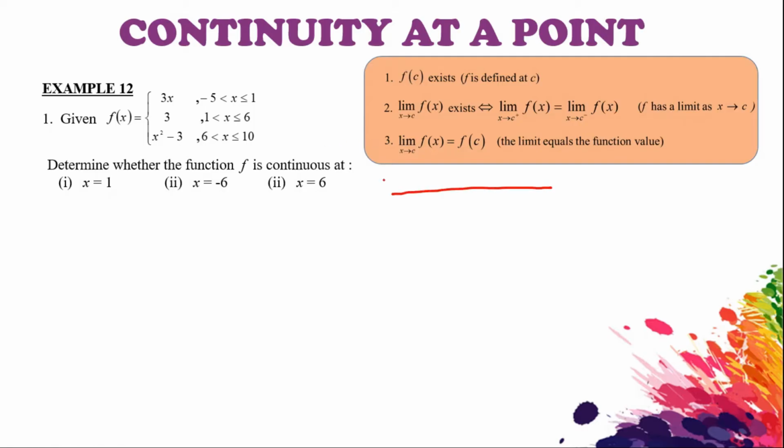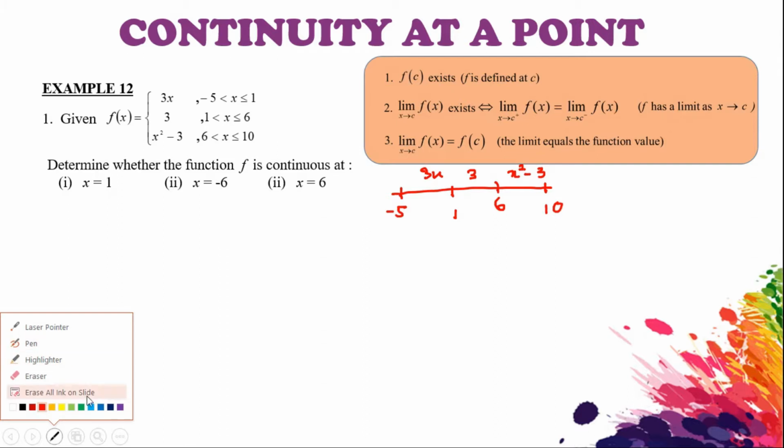So we have -5. And then we have 1 from here, and then we have 6, and then we have 10. For between -5 and 1, we have function 3x. For between x equals 1 and 6, we have function 3. For between 6 and 10, we have function x squared minus 3. So now we want to determine the continuity at x equals 1.